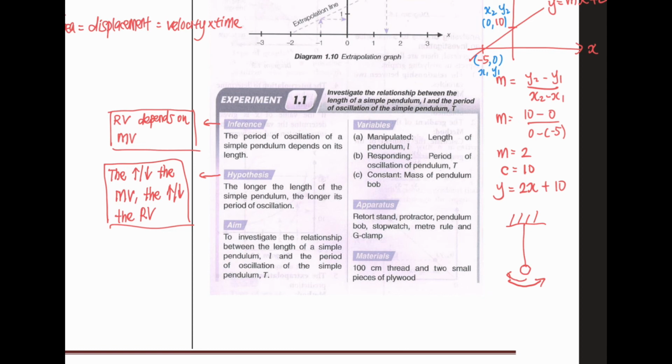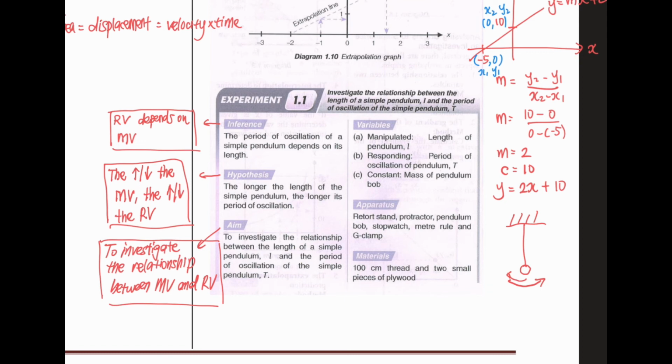Now the aim: to investigate the relationship between the length of a simple pendulum and the period of oscillation of the simple pendulum, T. So how to write the aim? The general format, this one you have to memorize: to investigate, or if you don't want investigate, you just write to study, to investigate the relationship between MV and RV. So this is the format to write the aim.